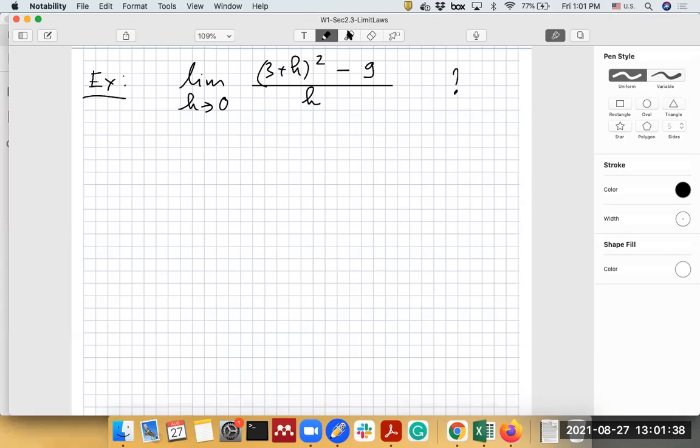First, how is the denominator? 0. So be careful, right? This function is undefined at 0. So we need to somehow eliminate this issue. How can we do that?